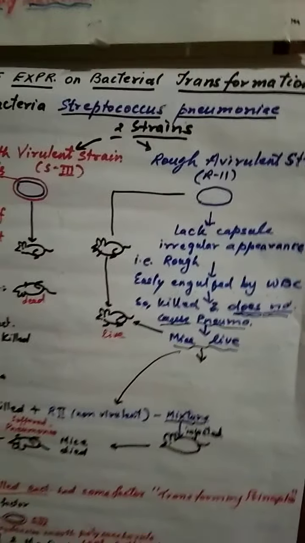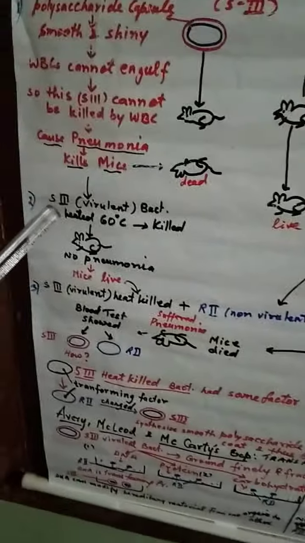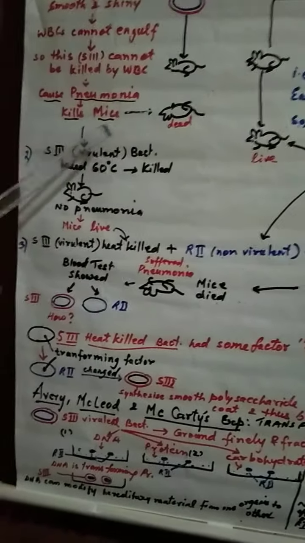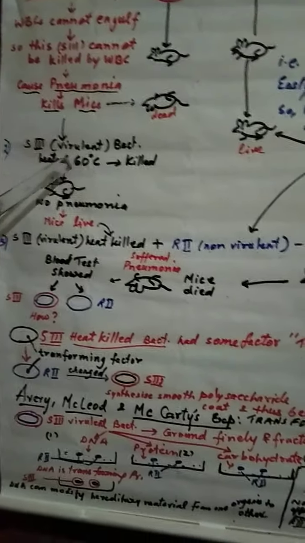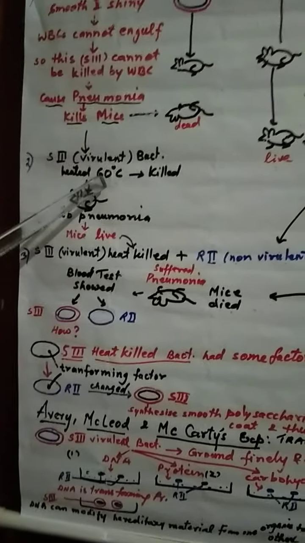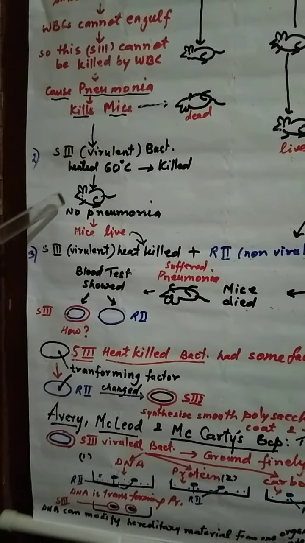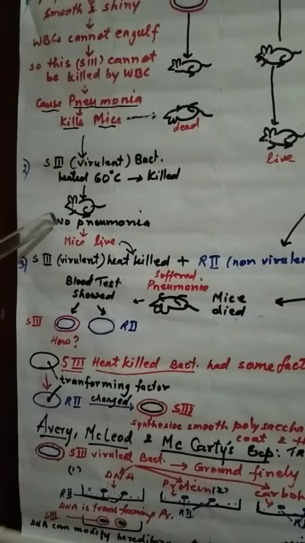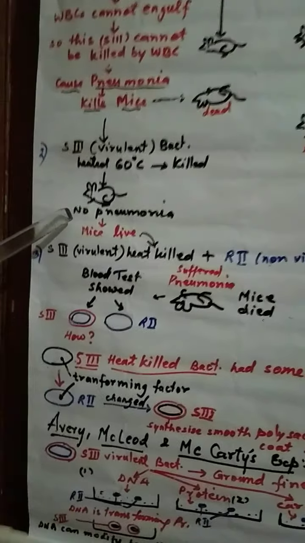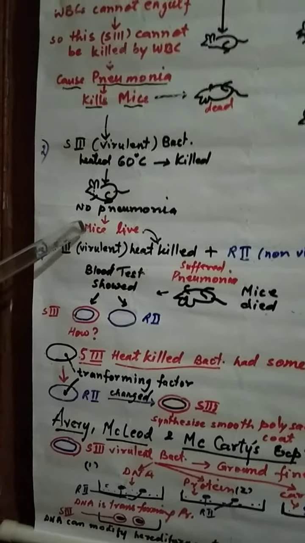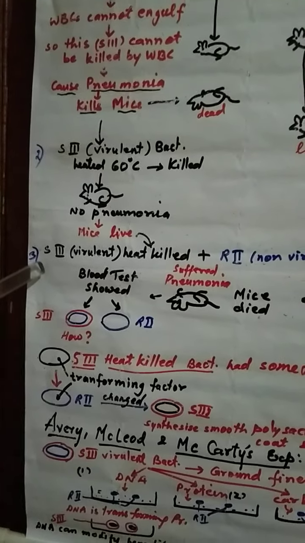In the second case, Griffith took the virulent bacteria and heated it up to 60 degrees Celsius, so the bacteria was killed. And when it was introduced inside the mice, there was no pneumonia and the mice stayed alive. Then he took the third case.